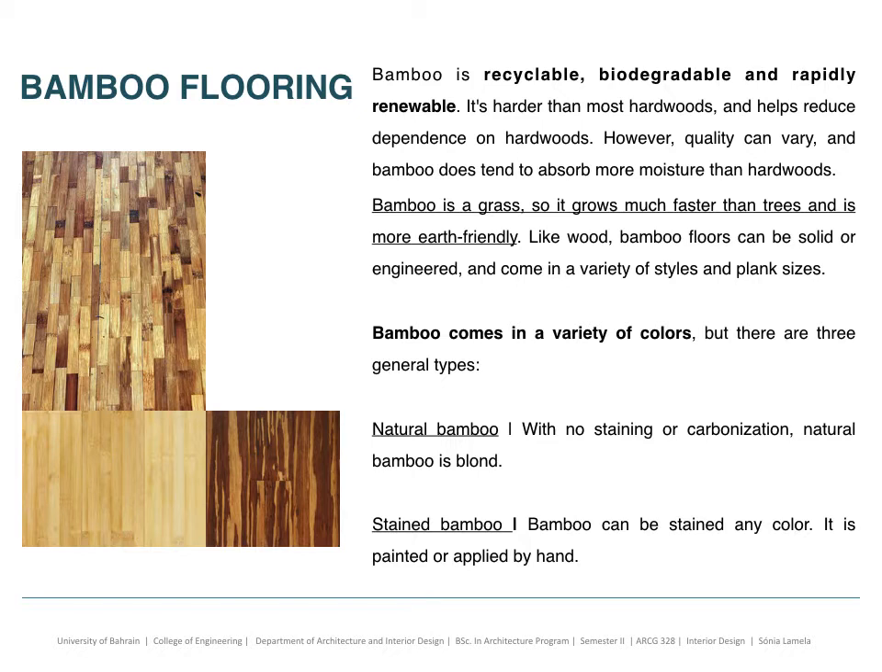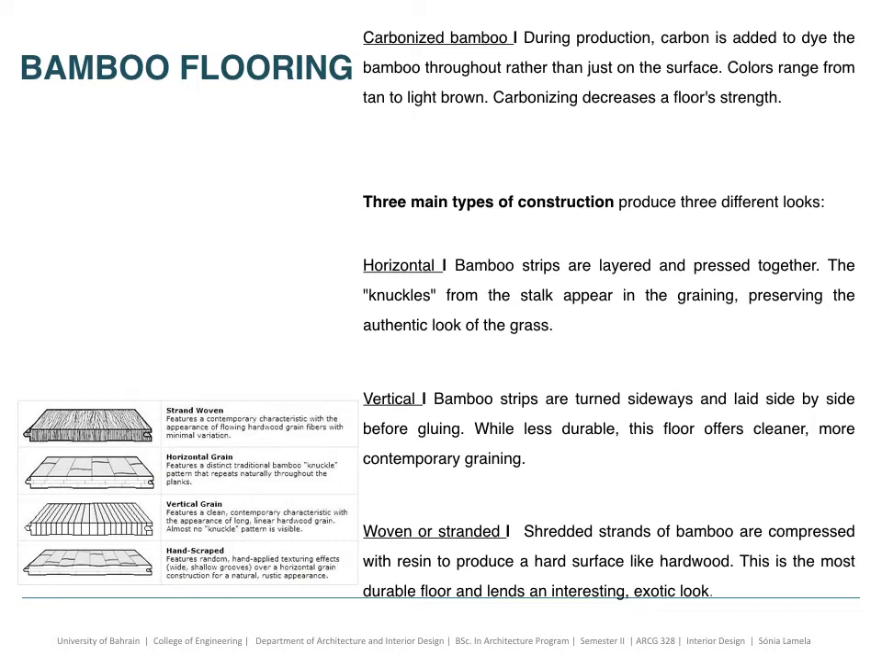It can come in a variety of colors, and normally we have three types. We have the natural bamboo, as we can find it in nature. Then we have the stained bamboo, that is coated by a color that is applied by hand. And then we have the carbonized bamboo, where during the production the carbon is added to the dye of the bamboo throughout rather than just on the first surface. Colors can range from tan to light brown. And usually if it's carbonized, then it decreases the bamboo floor strength.